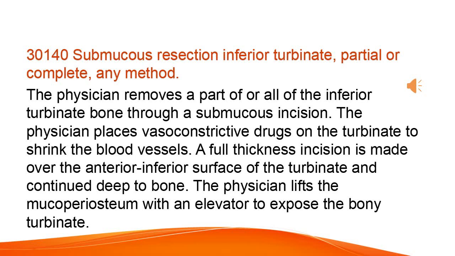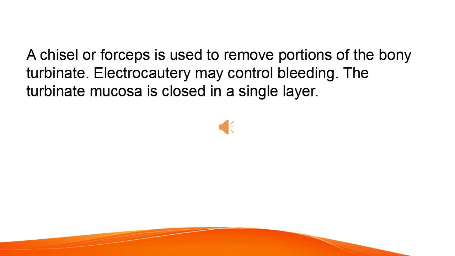The physician lifts the mucoperiosteum with an elevator to expose the bony turbinate. A chisel or forceps is used to remove portions of the bony turbinate. Electrocautery may control bleeding. The turbinate mucosa is closed in a single layer.